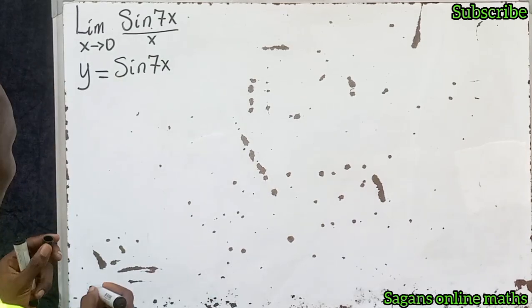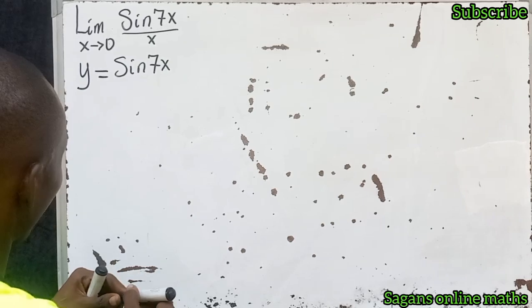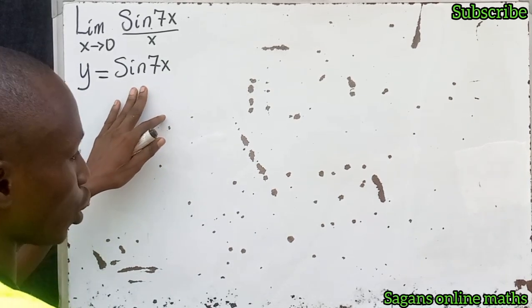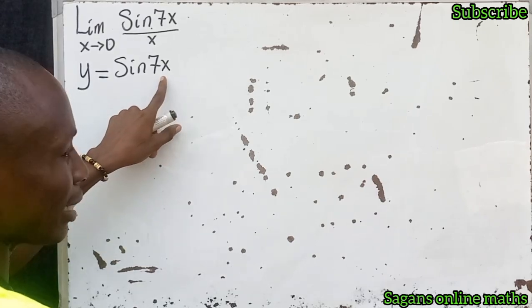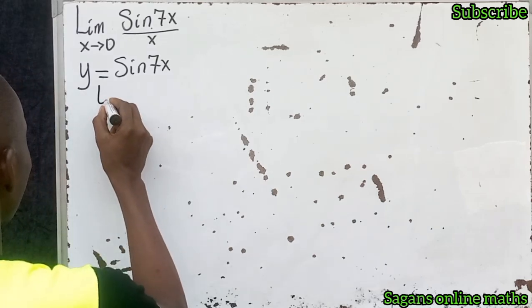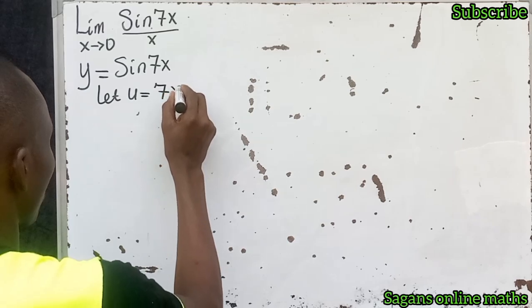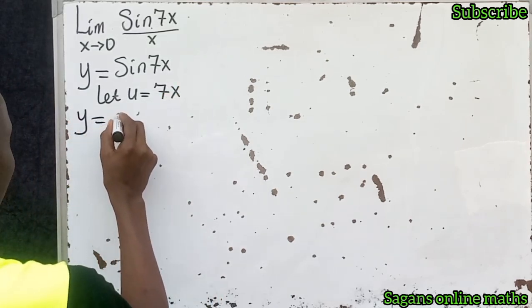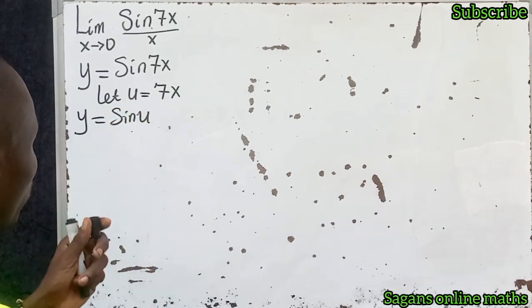Beautiful. Now if y equals sine 7x, this is already a function, and we can differentiate this using our chain rule. Are you seeing this 7x here? We can let any letter represent this 7x. We are not wrong if you say let u equal 7x. That means our y will be equal to sine u.